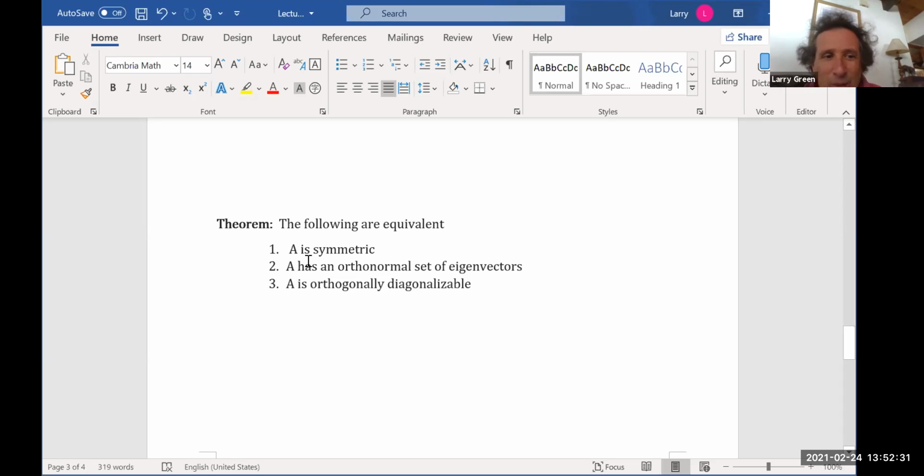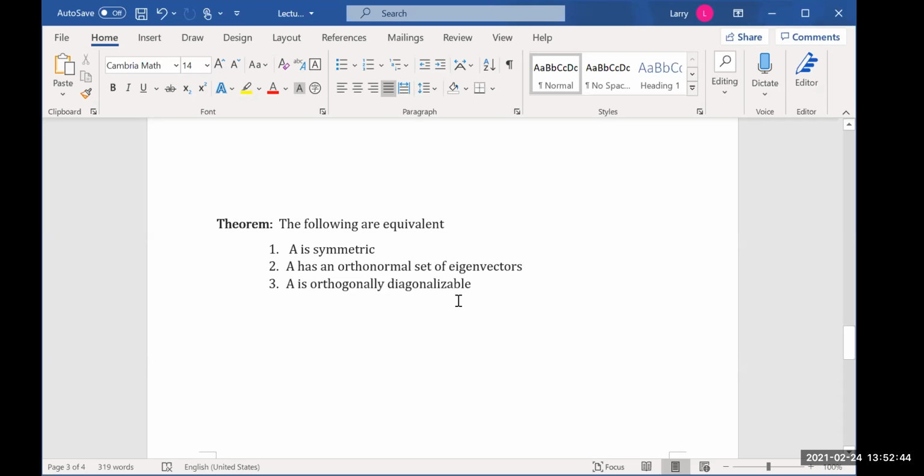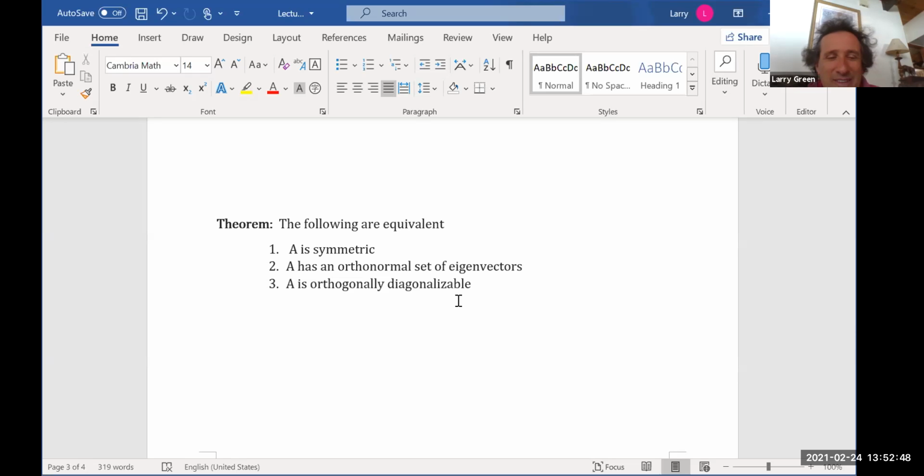Hopefully you do. Why does 2 imply 3 immediately? That if A has an orthonormal set of eigenvectors, then A is orthogonally diagonalizable. Why is that obvious? Because that's the definition of orthogonally diagonalizable. Basically, yeah. Because remember, if it's diagonalizable, then P is the matrix whose columns are the eigenvectors. And if the columns are orthonormal, then we've orthogonally diagonalized it.